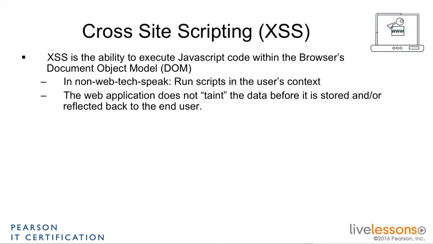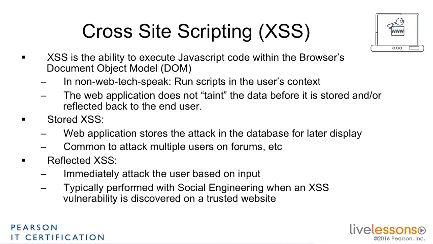Cross-site scripting is basically the ability to execute JavaScript code within the browser's document object model, otherwise known as DOM. In non-web speak, run scripts in a user's context. There are different types of cross-site scripting vulnerabilities, stored and reflected. In stored cross-site scripting vulnerabilities, the web application stores the attack in the database for later display. In reflected cross-site scripting vulnerabilities, the attacker immediately attacks the user based on specific inputs. Typically, this is performed via social engineering or by fooling the user to follow a malicious link.